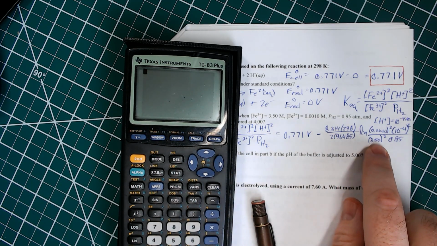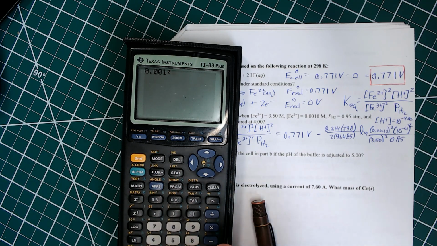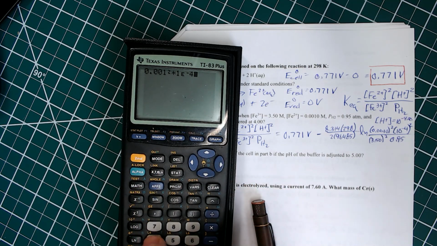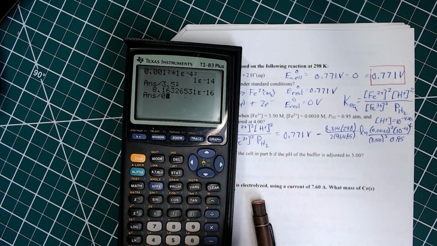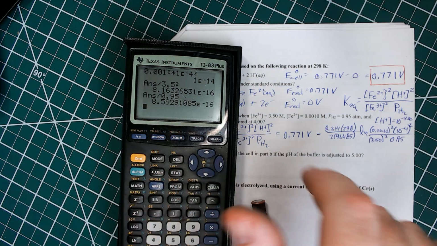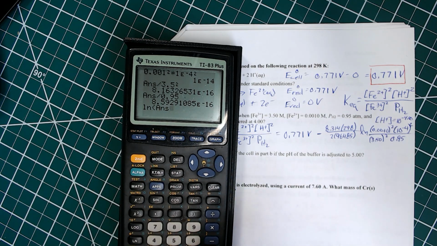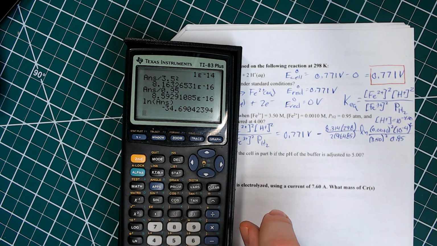Okay, so I'm going to evaluate that quantity first. So we'll do 0.001 squared times 1 times 10 to the negative 4 squared. That gives us that quantity. And then we're going to divide by 3.5 squared, and then we'll also divide by 0.95. And that gives us that. So that's our value of Q. We'll take the natural log of that, so natural log of our answer. And that gives us negative 34.69.